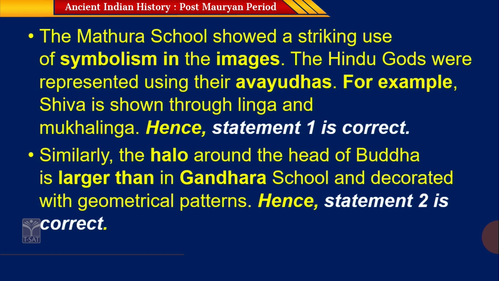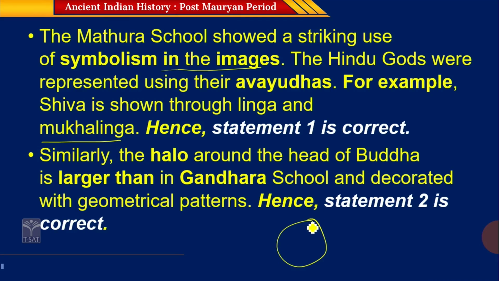Now, if you see the questions, Mathura school showed a striking symbolism of images. For example, Shiva is seen through Linga and Mukhalinga. That's why statement 1 was correct in that question. And similarly, the halo, or the plate on the backside of the head of Buddha, is much larger than in Gandhara. Remember, in Gandhara also you have that plate type of thing on the back. But that one is actually plain in Gandhara. In Mathura, it has geometrical patterns like this.